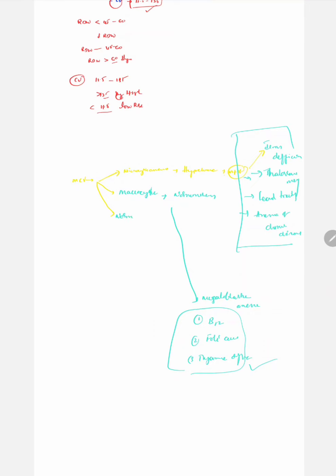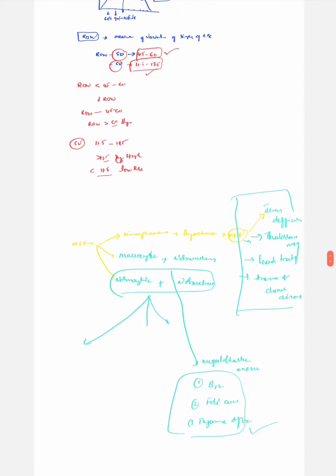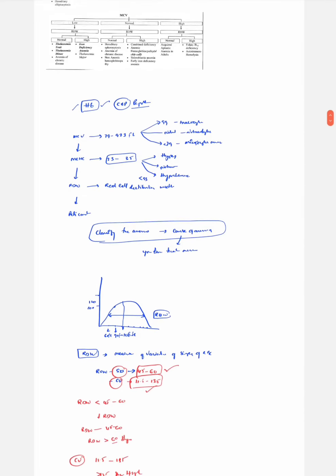Next, we have seen normocytic. The cells are normal in size and normochromic. So hemoglobin is decreased, MCV is normal and MCHC is normal. It is called normocytic normochromic anemia.